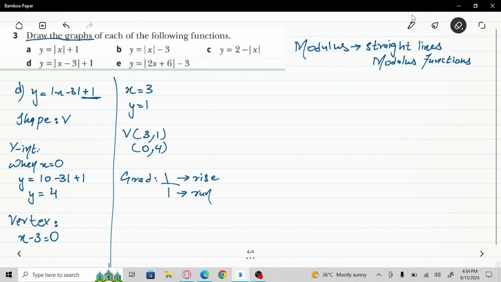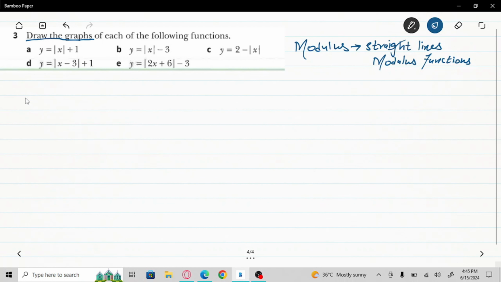Let me erase this board. Okay, for question number 3E, we have the question y equals modulus of 2x plus 6, minus 3. And I've discussed in the previous lectures that before we draw any graph, we just ignore the modulus. The modulus actually acts upon the graph after the first component is made. First a straight line is made, then the modulus acts upon it and it's reflected. So first we ignore the modulus.